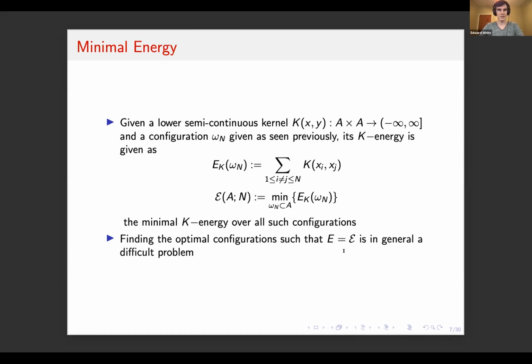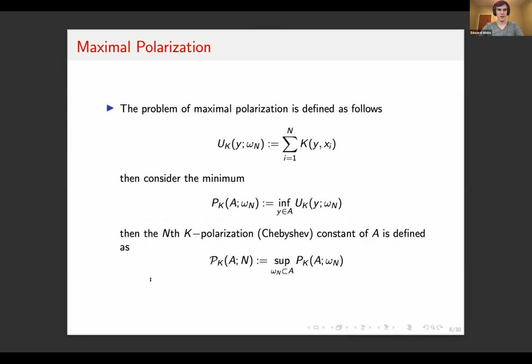Okay, along with energy, we have maximal polarization, where the problem of maximum polarization is defined similarly, where we're taking these sums of kernels, where instead of looking at distinct pairs of points of the configuration, you take a point Y in your set over which you're finding the polarization, and then you're looking at the sums of these kernels from Y to your points Xi in your configuration. Then you can consider this minimum of these UKs, and that gives you your polarization for your set A over a given configuration omega n.